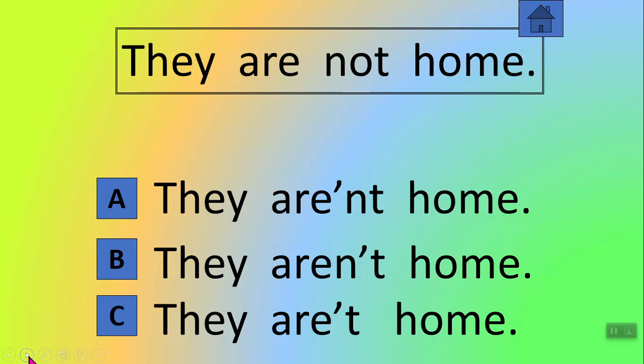Now let us look at this example. They are not home. Okay, which is the correct sentence? A, they aren't home, or B, they at home? So what we will do is, when we join are and not, we cancel the O, and instead of the O we put an apostrophe. So B is correct.